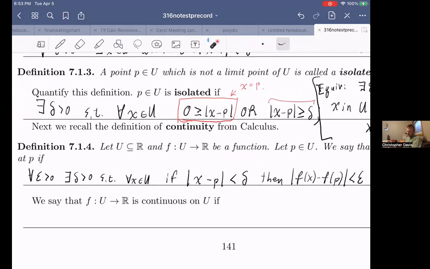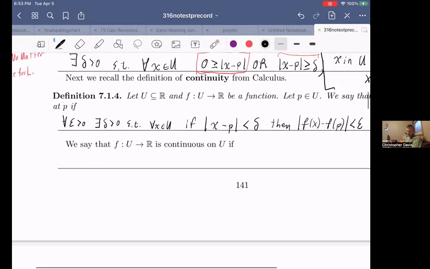And maybe you remember it informally as saying that when x is close to p, then f of x is close to f of p. But exactly how close? Well, that's how close. So there's going to be 2 lines right here. So I'll just say a function is continuous on a whole set if for all p in U, f is continuous at p.